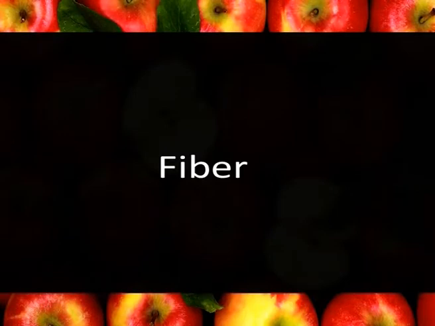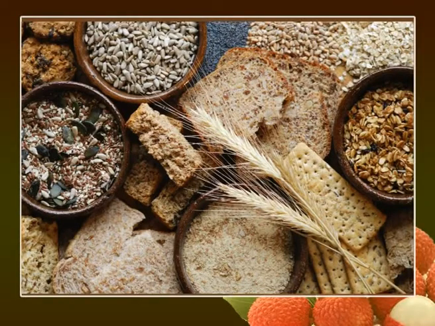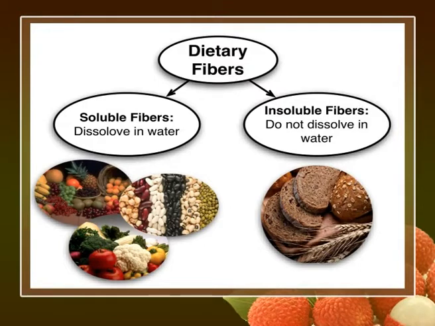Next is fiber. Dietary fiber consists of non-digestible carbohydrates and lignin that are intrinsic and intact in plants. Functional fiber consists of isolated non-digestible carbohydrates that have beneficial physiological effects. Dietary fiber includes polysaccharides, oligosaccharides, lignin and associated plant substances. Dietary fiber promotes beneficial physiological effects including laxation and body cholesterol attenuation.